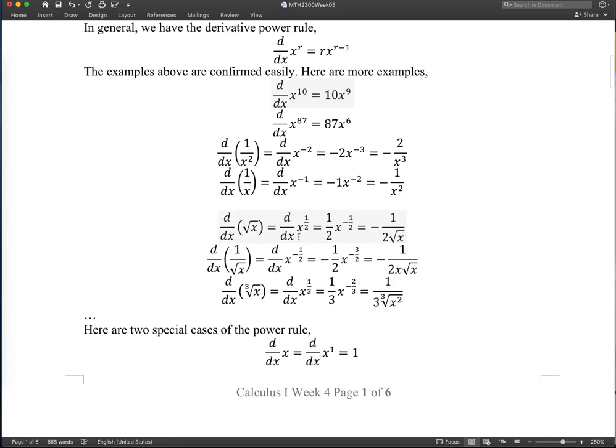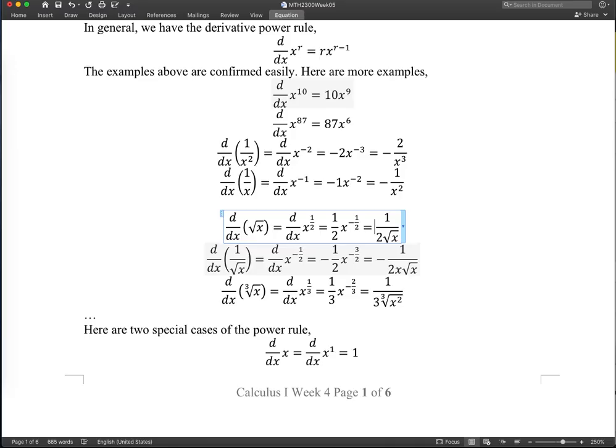Clearly, the square root of x is the same as x to the 1/2. Then I bring down this 1/2 as the coefficient for x, and decrease 1/2 by 1, which turns out to be negative 1/2. I'm sorry, I need to make another correction here. It is just 1/2 times x to the negative 1/2. x to the 1/2 is the square root of x. x to the negative 1/2 means the square root of x in the denominator.